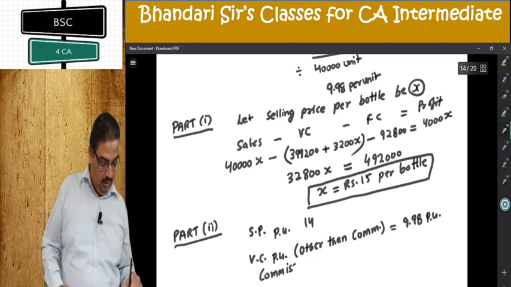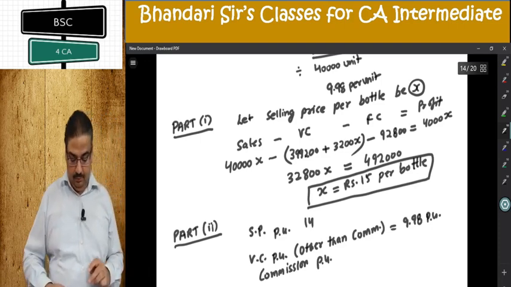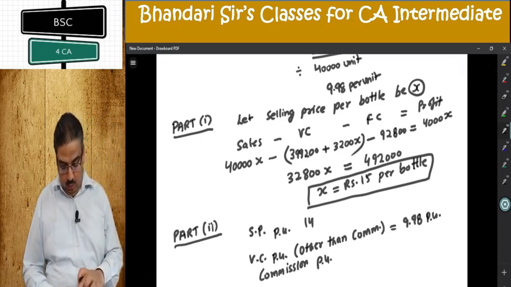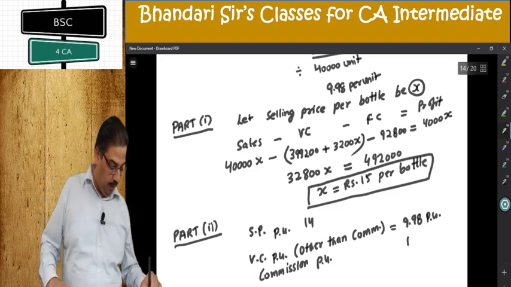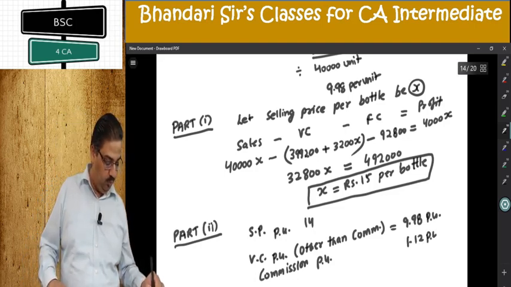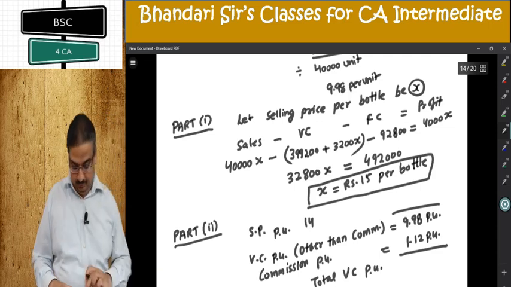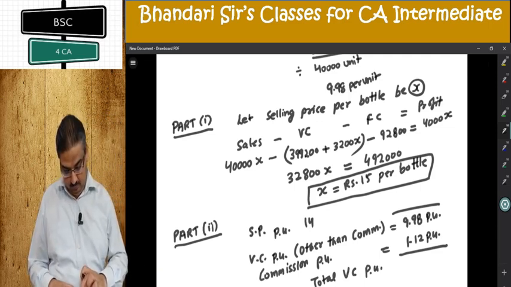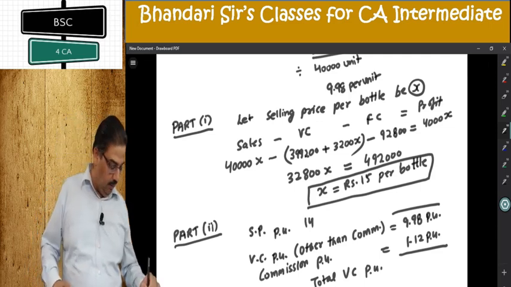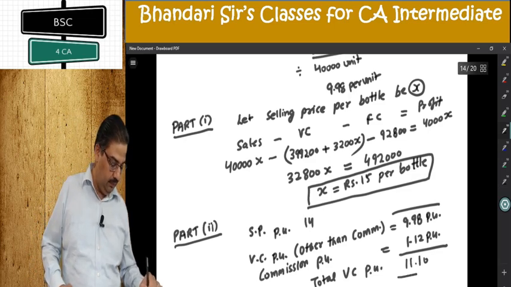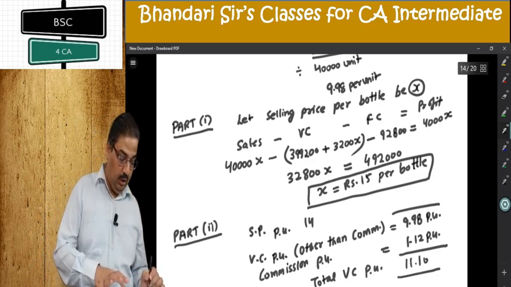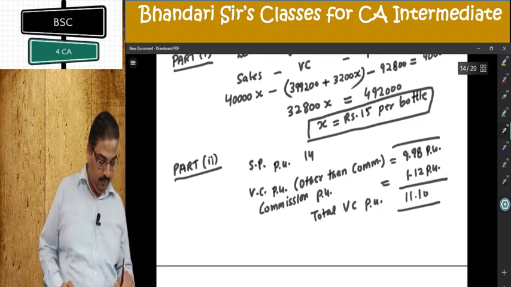Now commission per unit: 14 into 8% is 1.12. So total variable cost per unit is 11.10. Fixed cost remains at 92,800.